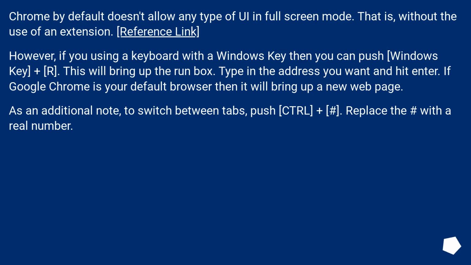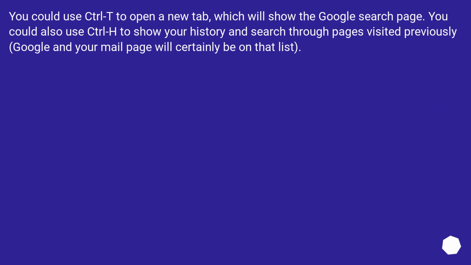As an additional note, to switch between tabs, push Control plus a number. Replace the hash with a real number. You could use Ctrl T to open a new tab, which will show the Google search page. You could also use Ctrl H to show your history and search through pages visited previously. Google and your mail page will certainly be on that list.